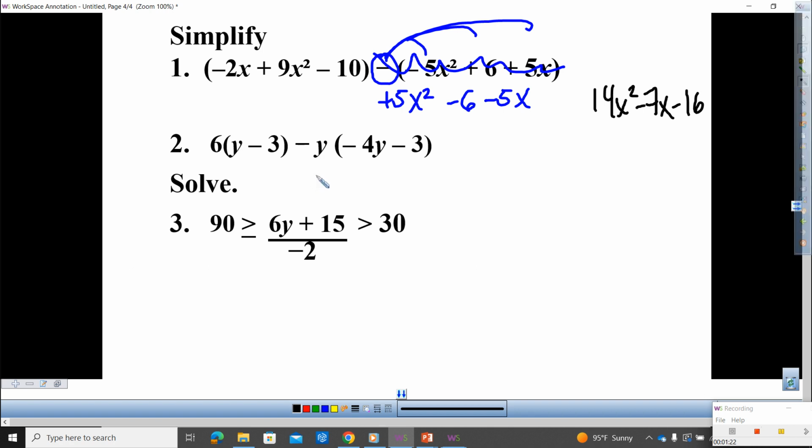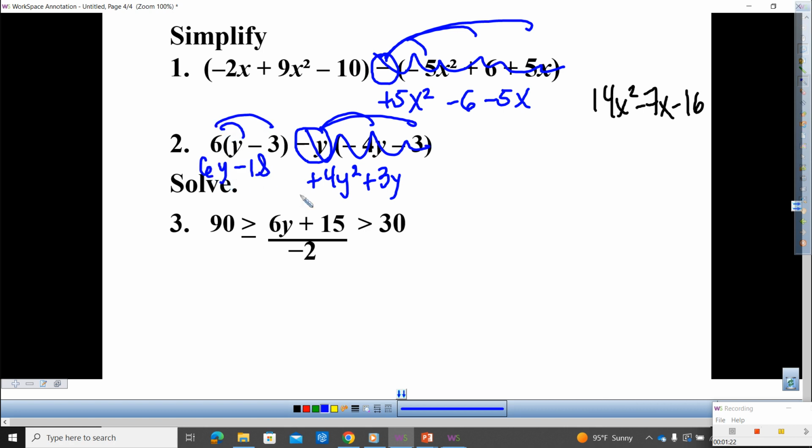Number 2. What's the first thing you did for number 2? Share with your neighbor, and then Bailey's going to pass it to someone. All right. Bailey, go. Courtney. Check for negatives. So we have one here, including that y. So we distribute that. That becomes positive 4y squared and positive 3y. And do we distribute that 6 might as well? Yes, 6y minus 18.